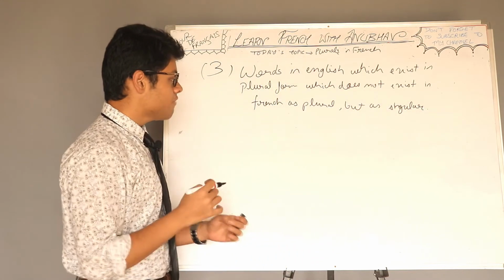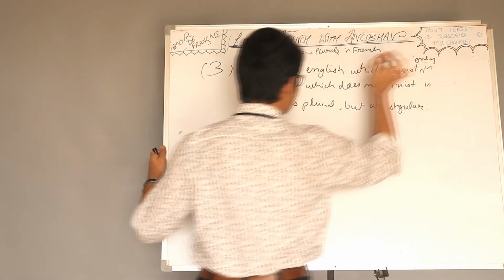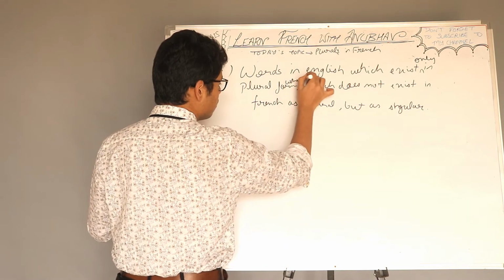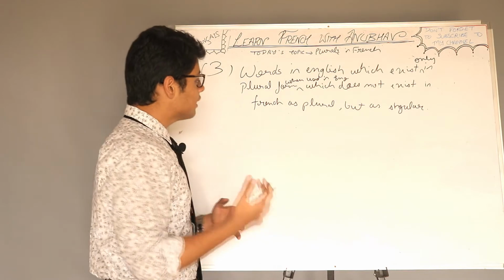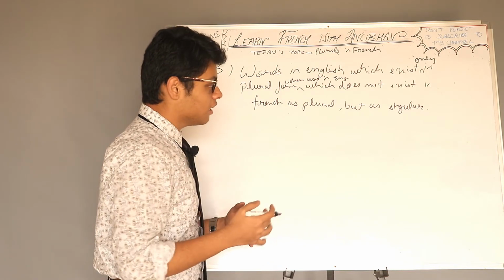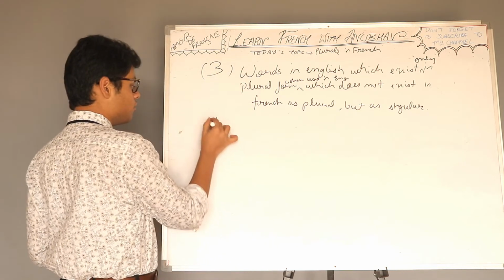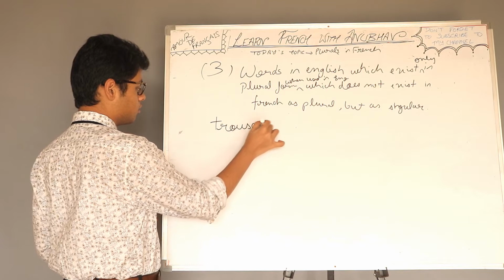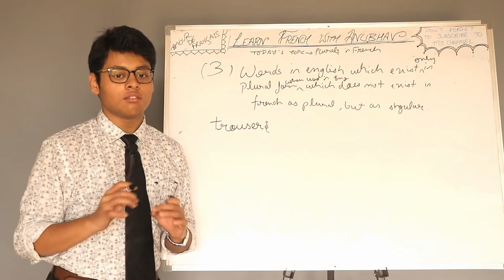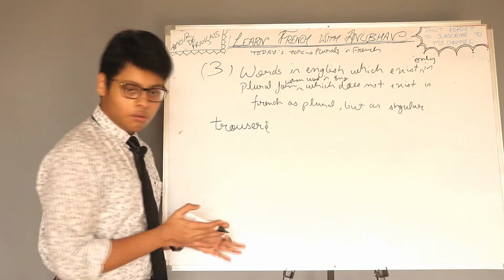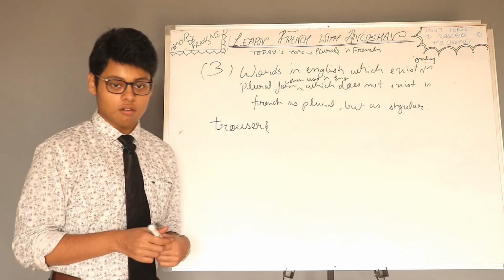Words in English which exist only in plural form when used in English, which does not exist in French as plural but as singular. Like we have the word trousers. No one says trouser, it's trousers. Even if you are addressing one only, it will be trousers. There won't be anything like trouser. That's wrong.